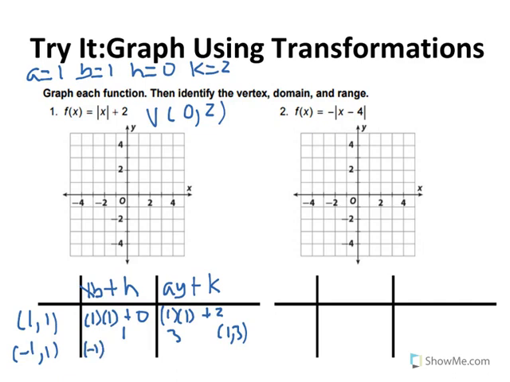So negative 1 times b plus our h is 0, and our a is 1, y is 1 plus 2. So we have a point of negative 1, 3. So we can graph our vertex 0, 2 here, and 1, 3, and negative 1, 3. So now our graph is going to do this.